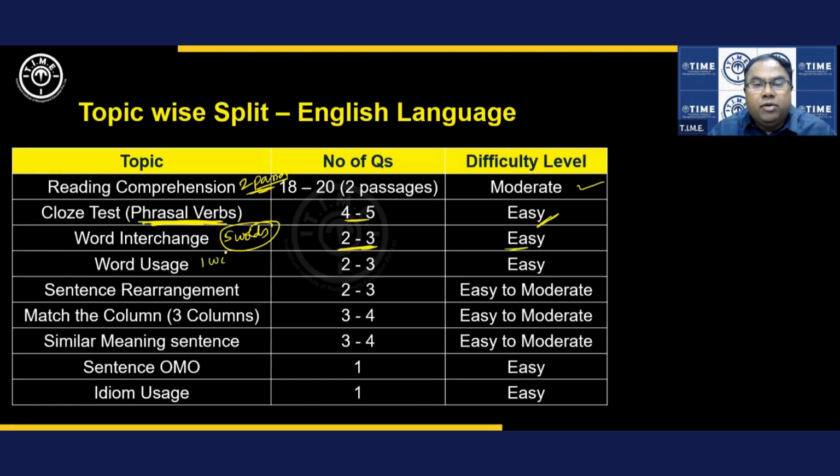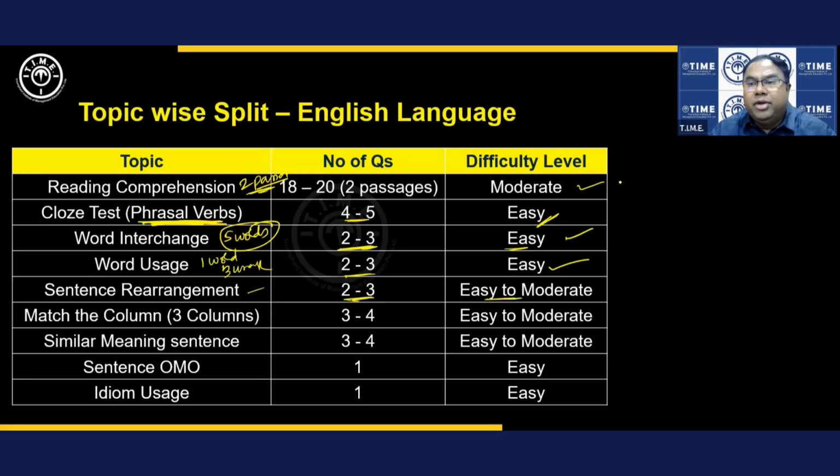Word usage: 1 word was given, 3 usages were given, about 2 to 3 questions. All these are standard models, easy. Sentence rearrangement: the sentence is divided into 4 parts. You need to arrange them so that you can form a meaningful and grammatically correct sentence. About 2 to 3 questions. These were easy to moderate.